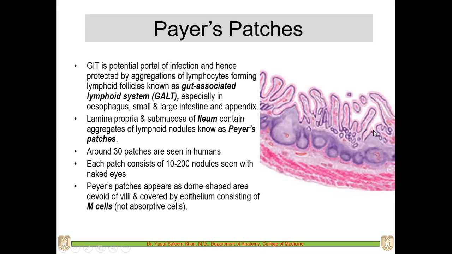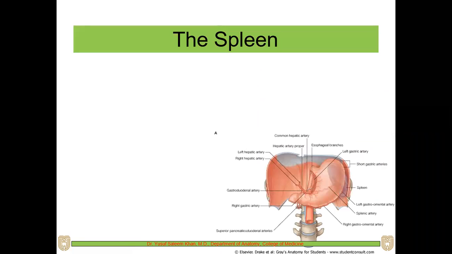Here is the second one. It is dome-shaped and there are no villi on that. In other parts, you can see a lot of villi. So they are dome-shaped areas devoid of villi, and they're covered by a special epithelium consisting of M cells. These are specialized epithelial cells called M cells, and they are not absorptive cells. In all the other parts of the intestine, there are absorptive cells, but just above the Peyer's patches, you see M cells, specialized cells, not absorptive cells.